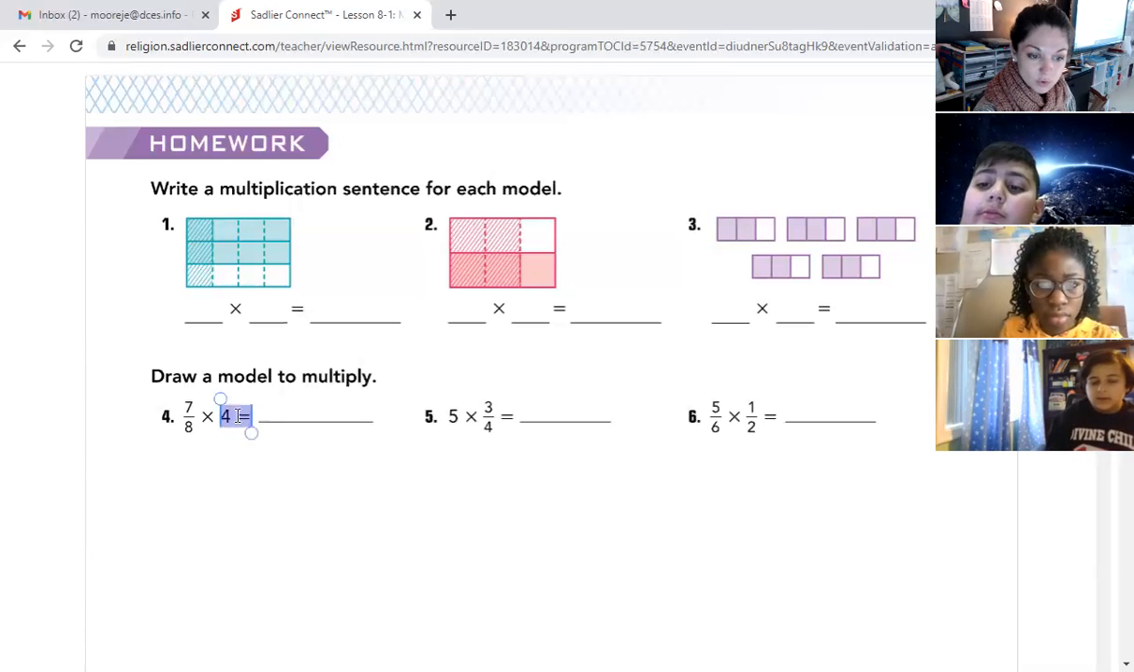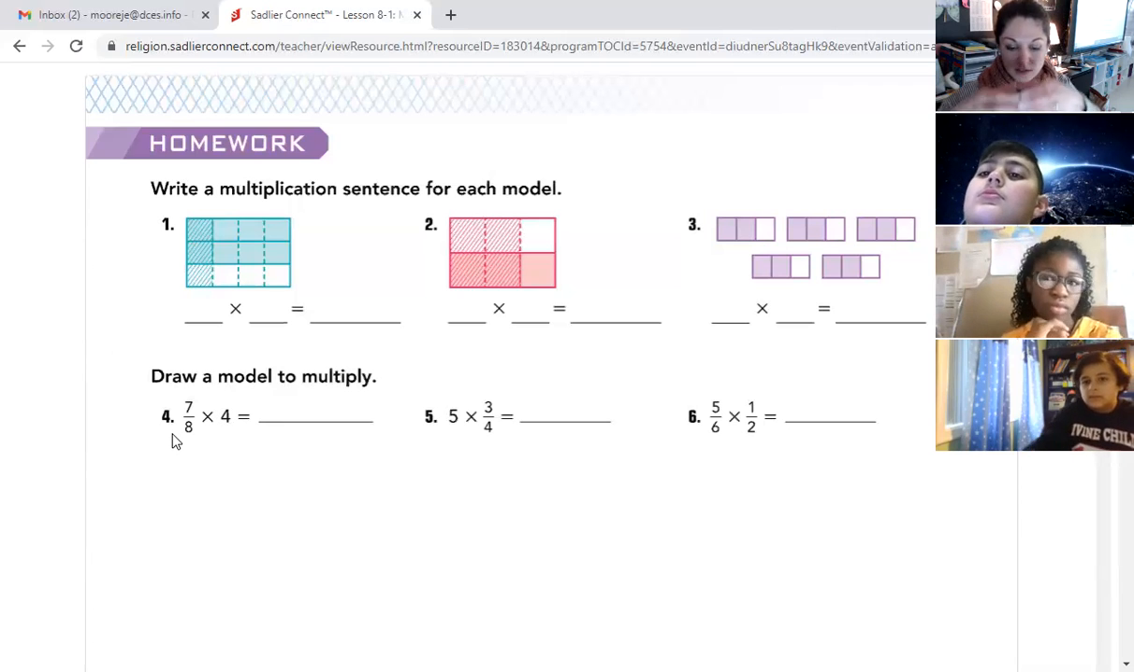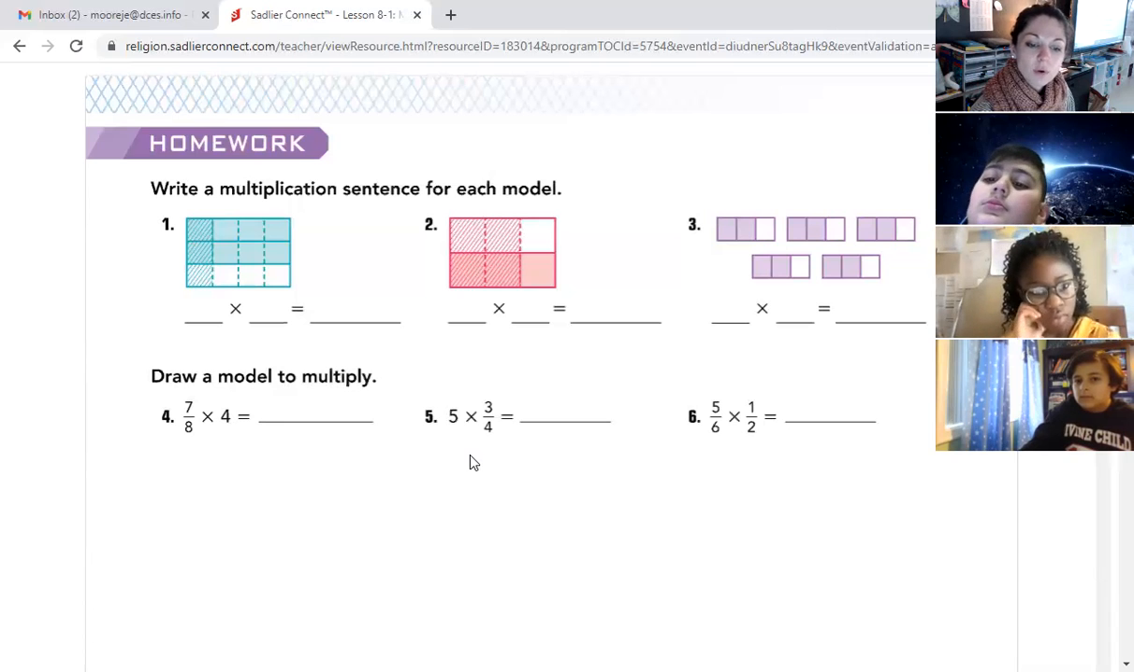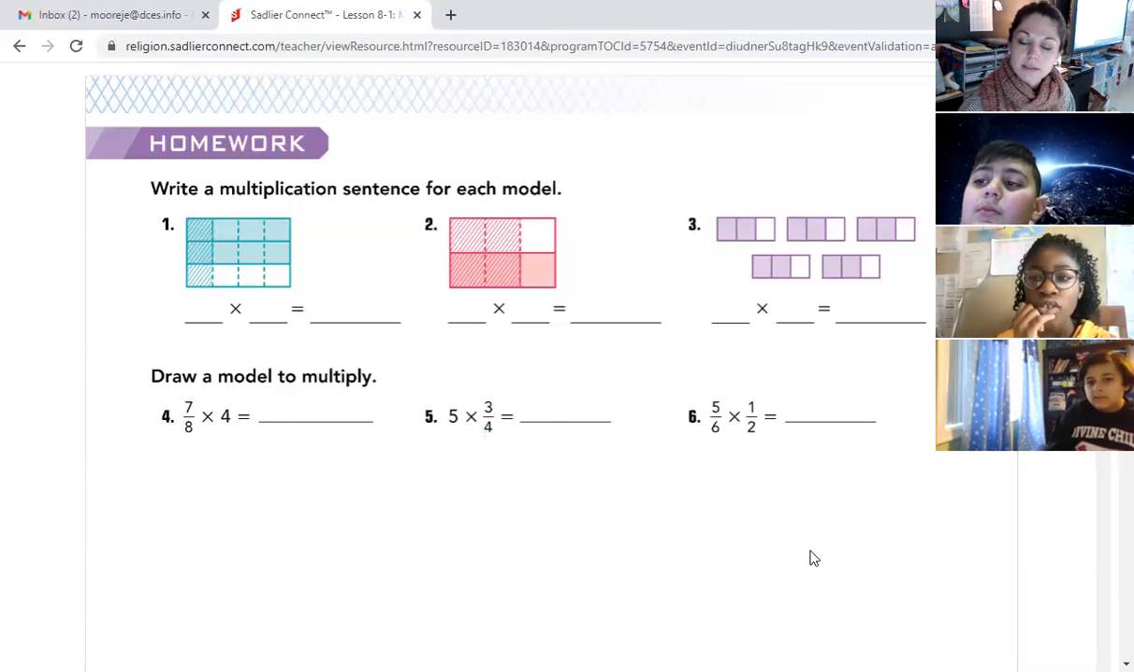Why? Because look, there's a whole number right there, right? That means make 4 copies of 7/8. So you draw 7/8 once, then twice, then 3 times, then 4 times. You draw the same thing 4 times. What about number 5? Whole number grouping again, because you have a whole number here. Very good. And what about number 6? Fraction of fraction.